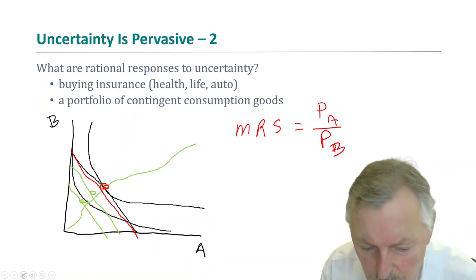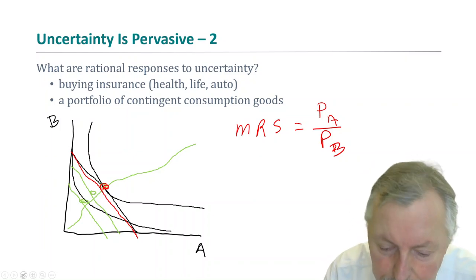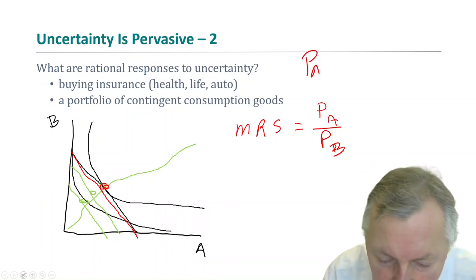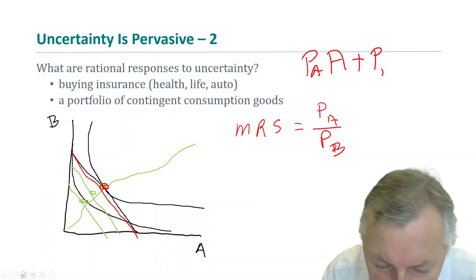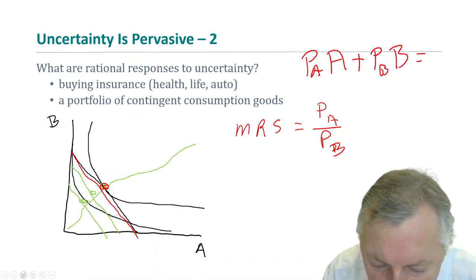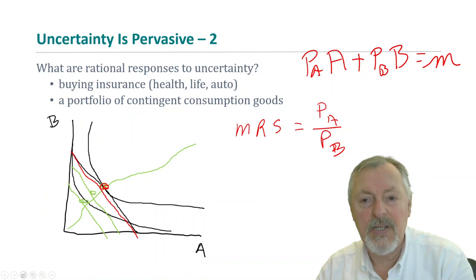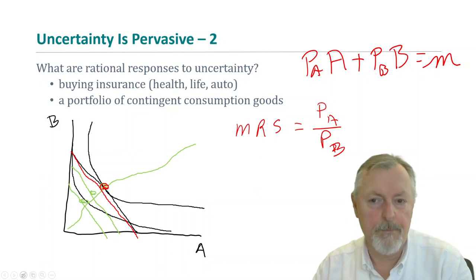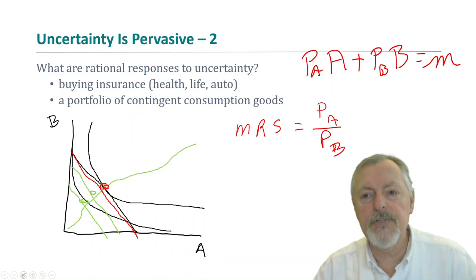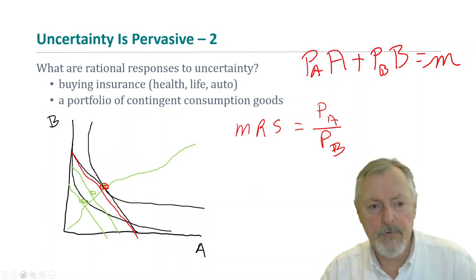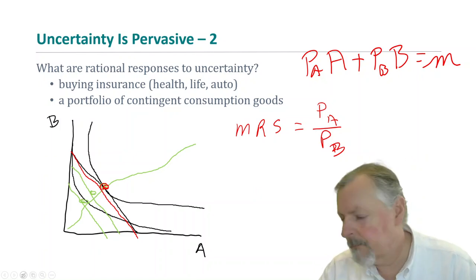But you also need the person to spend all their money. So the price of A times how much of A they buy, plus the price of B times how much of B they buy, must equal the total income. You plug in stuff, you have two equations and two unknowns. Solve, you can find that point. Okay.